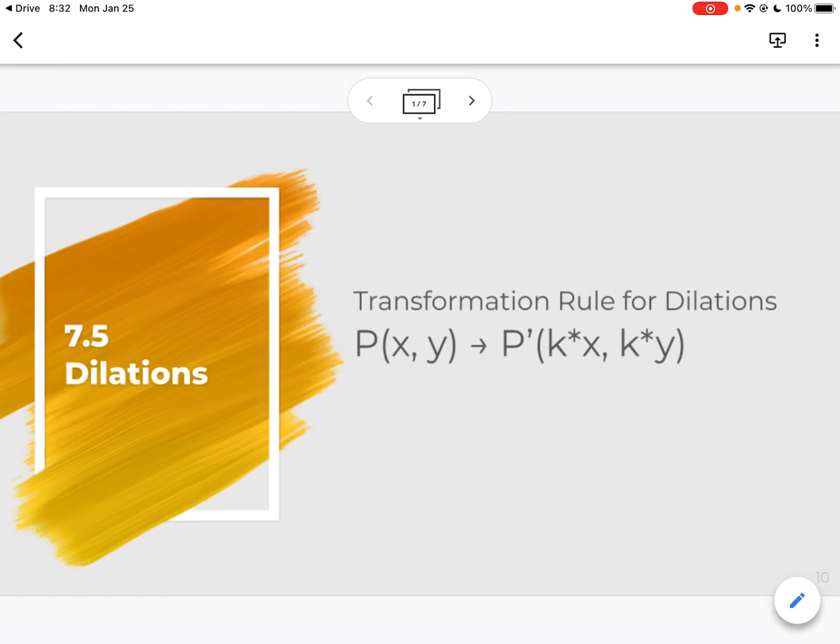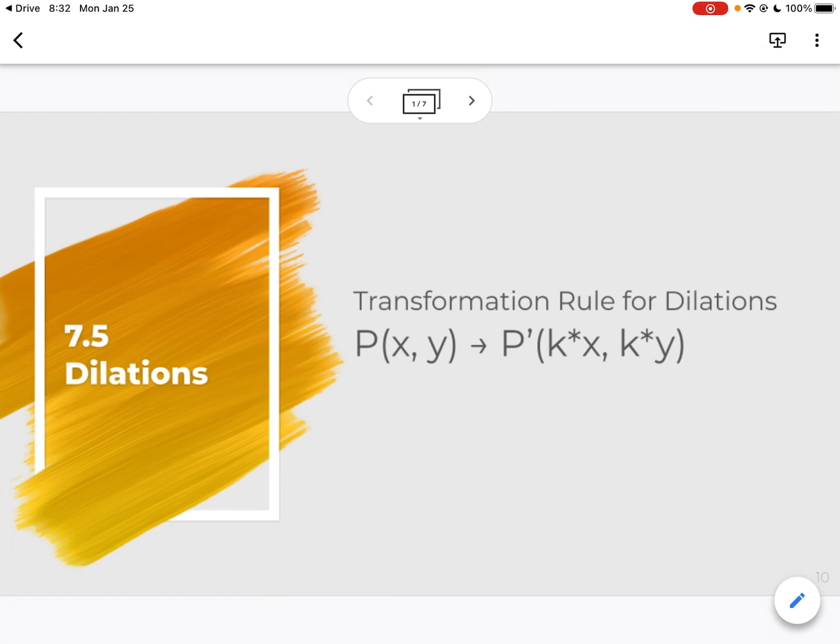A dilation is a transformation that will either make a figure larger or smaller. Because this transformation is changing the size of the shape, it is changing the lengths of the segments. So this is the only transformation that is not an isometry.